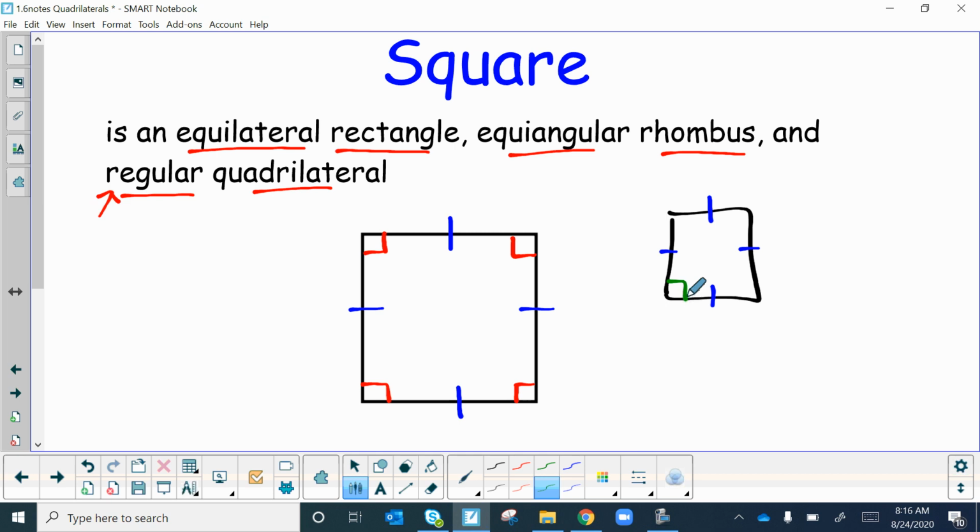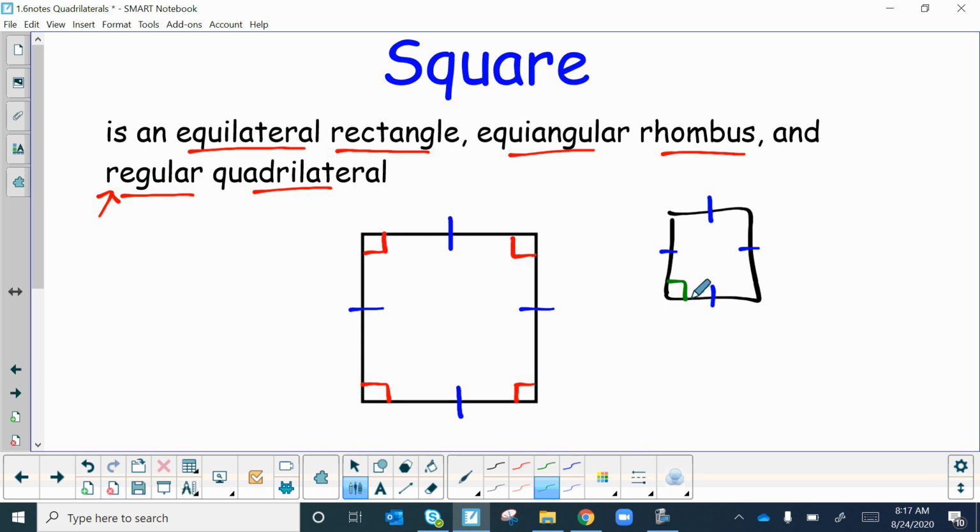Why do you only need to show one? Because when all 4 sides are congruent and you have at least one right angle, it forces all of the angles to be 90 degrees. That's just the proof. When we start constructing, you'll see how that makes sense. So that's a square.